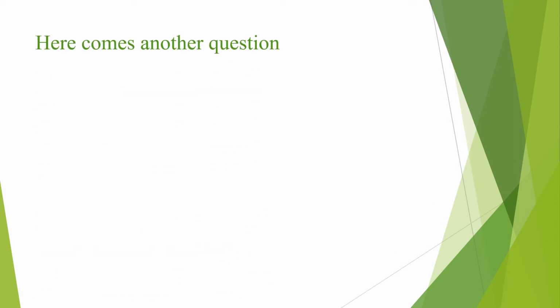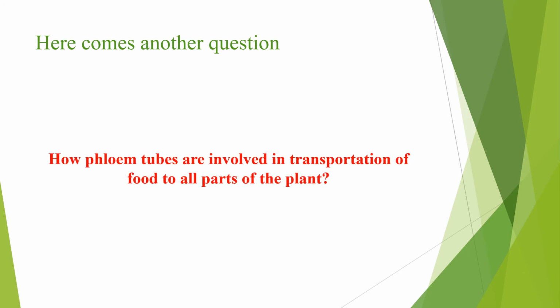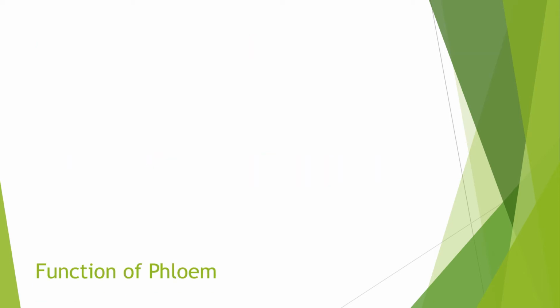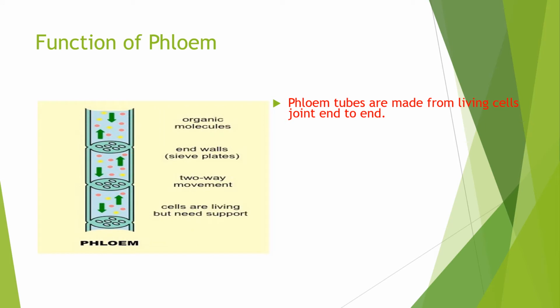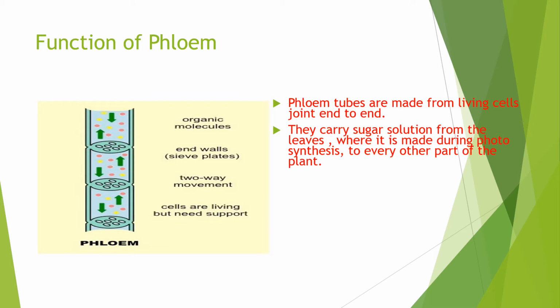Here comes another question. How are phloem tubes involved in transportation of food to all parts of the plant? Phloem tubes are made from living cells joined end to end. You may observe this diagram. You can see how sieve tubes or sieve plates are present in this diagram. There is two-way movement and cells are living but need support. They carry sugar solution from the leaves. Sugar is actually the food of the plant, right?